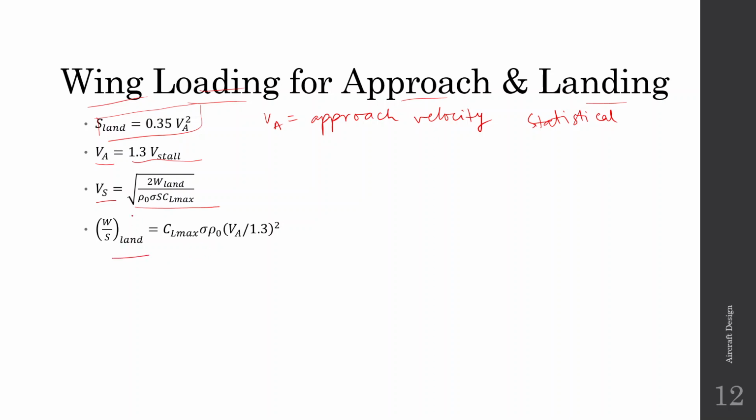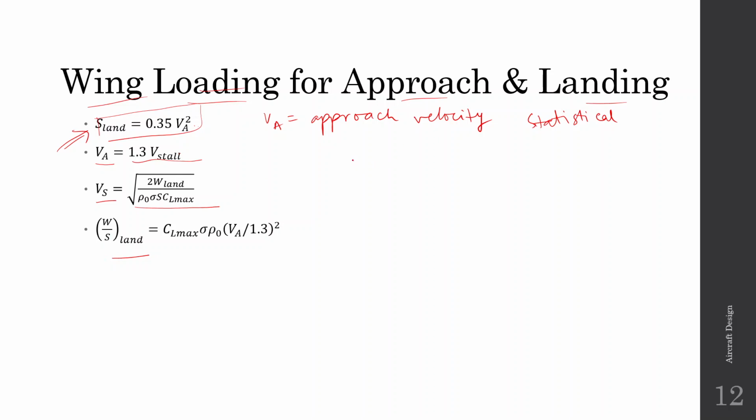If you know all these things, usually the S land will be given in terms of a specification. So when you know S land, you can find out the approach velocity like this, and then from approach velocity you can find out stall velocity, and then from stall velocity you can find out wing loading.